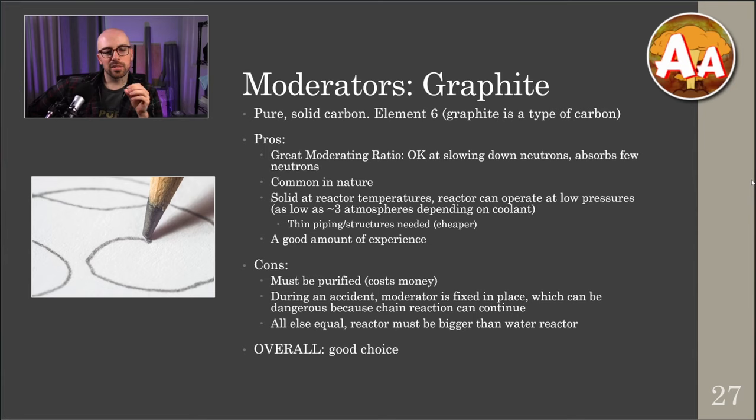Pretty common. Solid at reactor temperatures. I think carbon has one of the highest burning points, melting points, whatever you want to call it. So again, you can do the low pressure thing, which is good, cheaper. Good amount of experience with it. A con, you've got to purify it. Natural graphite has some neutron absorbing stuff in it, boron, I think. So you don't want that. You want to take that out. But that's something you've got to do, something to consider.